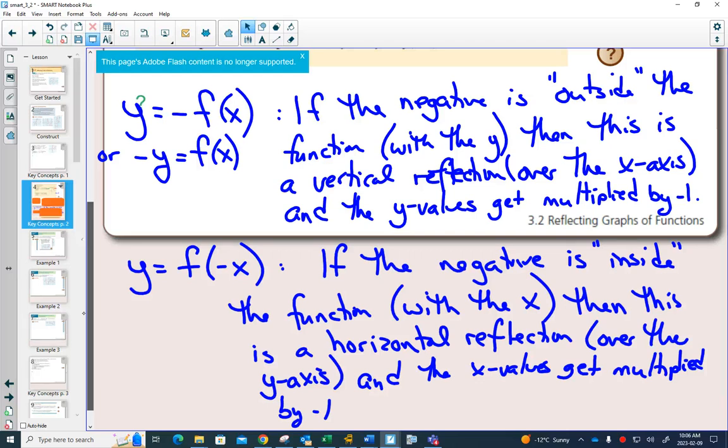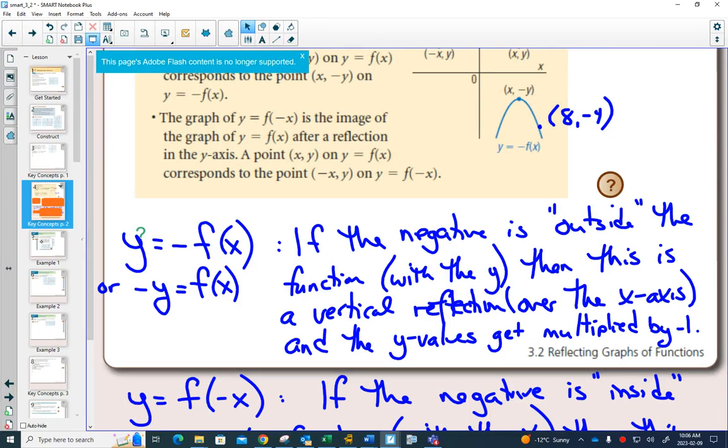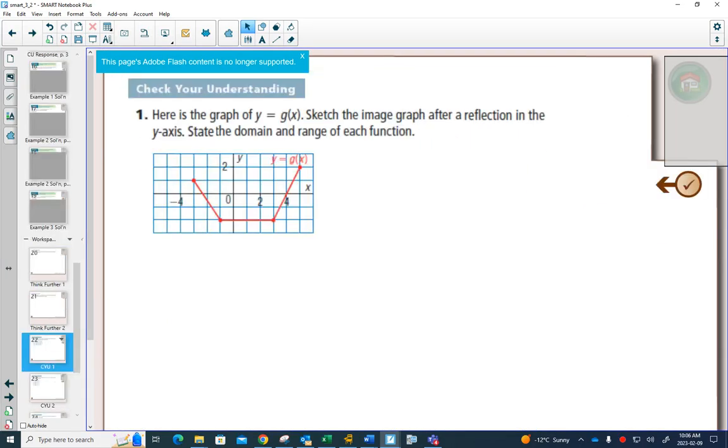So now we can look at example 1. Here's the graph of g of x. Again, just some random graph. We could also get questions with any of the 4 graphs that we had on our colored paper to begin with. Sketch the image after a reflection in the y-axis. State the domain and range of each function.